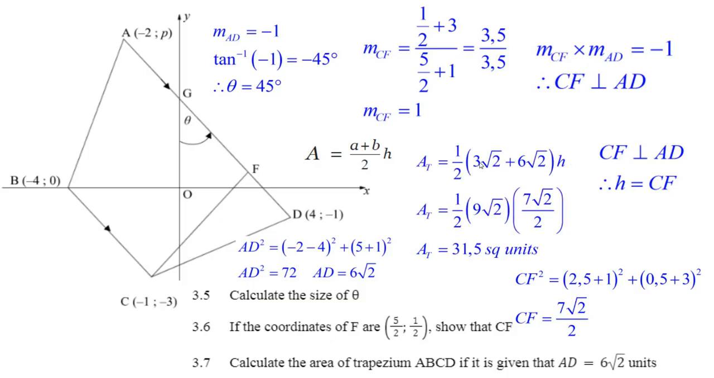We just put it in the formula. There's one side, the shorter side of the trapezium, plus 6√2, that's 9√2, times 7√2 over 2. Well, √2 times √2 is 2 divided by 2, so you got 63 divided by 2. That's 31.5 square units. That's the area of this trapezium. Like I said, if you forgot the area of a trapezium or didn't know it, you could do it with triangles and it would work as well.